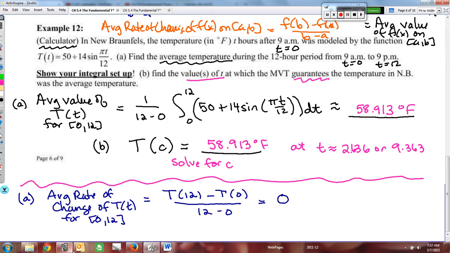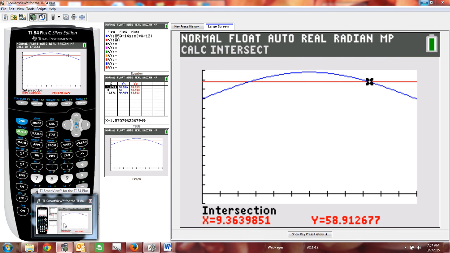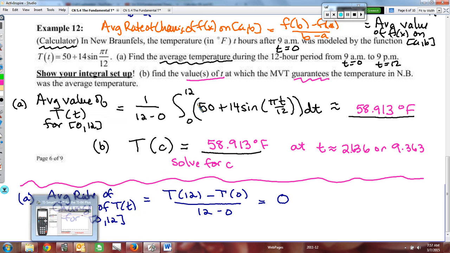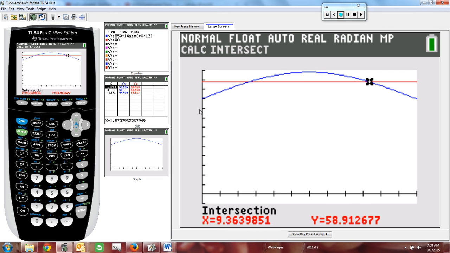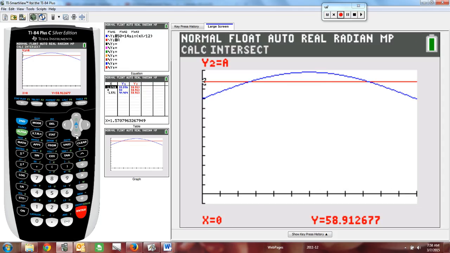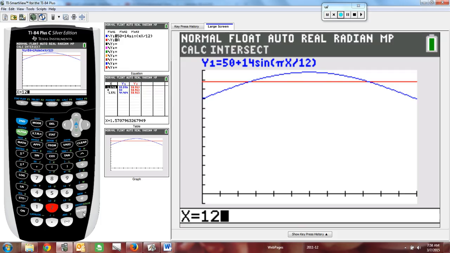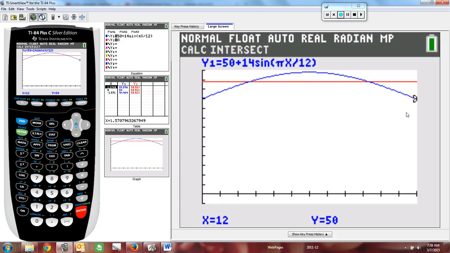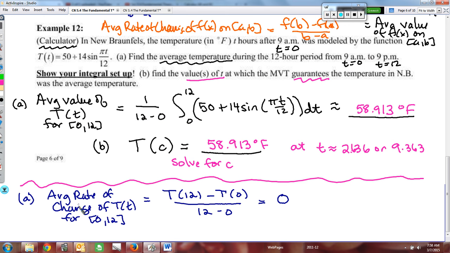If you take a look at the function that we're looking at, if you look at your points, here's your point for 12. So if I type in 0 for trace, let's put myself on the actual temperature function. If I type in 0, I get 50. If I type in 12, I get 50. 50 minus 50 over 12 minus 0 is 0. All right. So the average rate of change is 0.